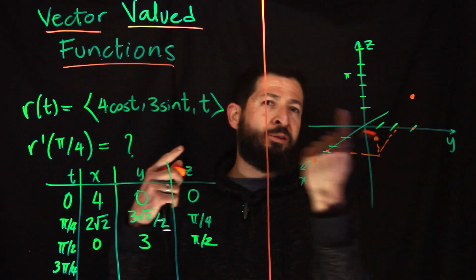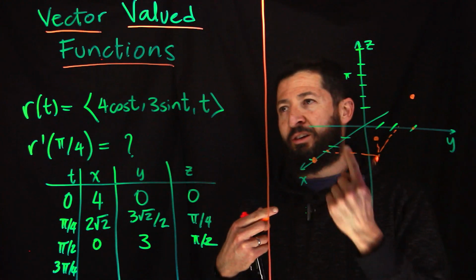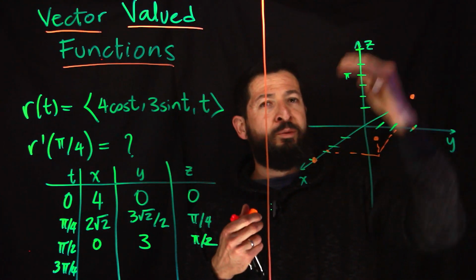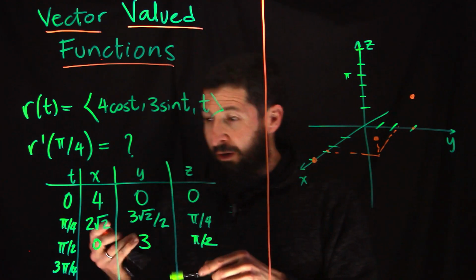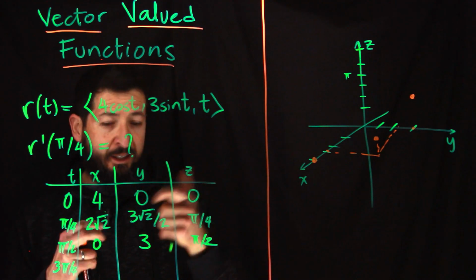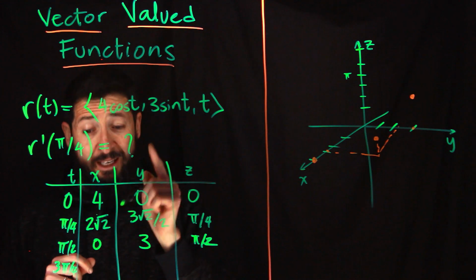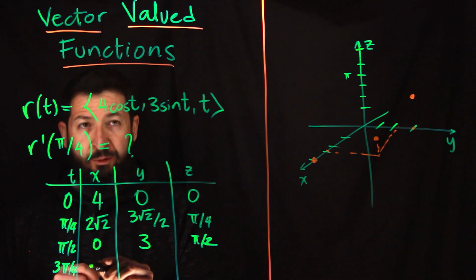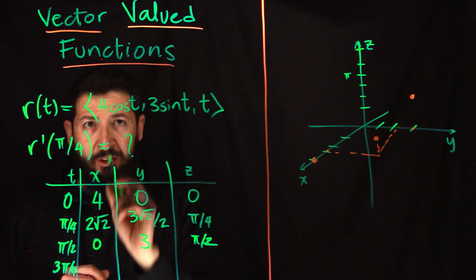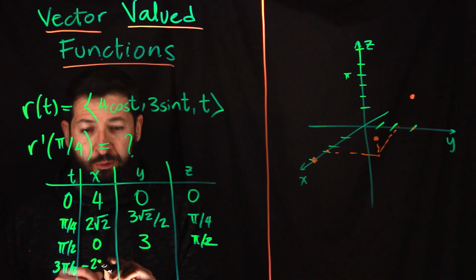Whenever you have sines and cosines, you know there's going to be something like an ellipse or a circle going on. The t is just moving it up. So there'll be a helix going on. So 3 pi over 4, the cosine of 3 pi over 4 is going to be negative now. So it's going to be negative square root of 2 over 2. And that's going to give me negative 2 root of 2.